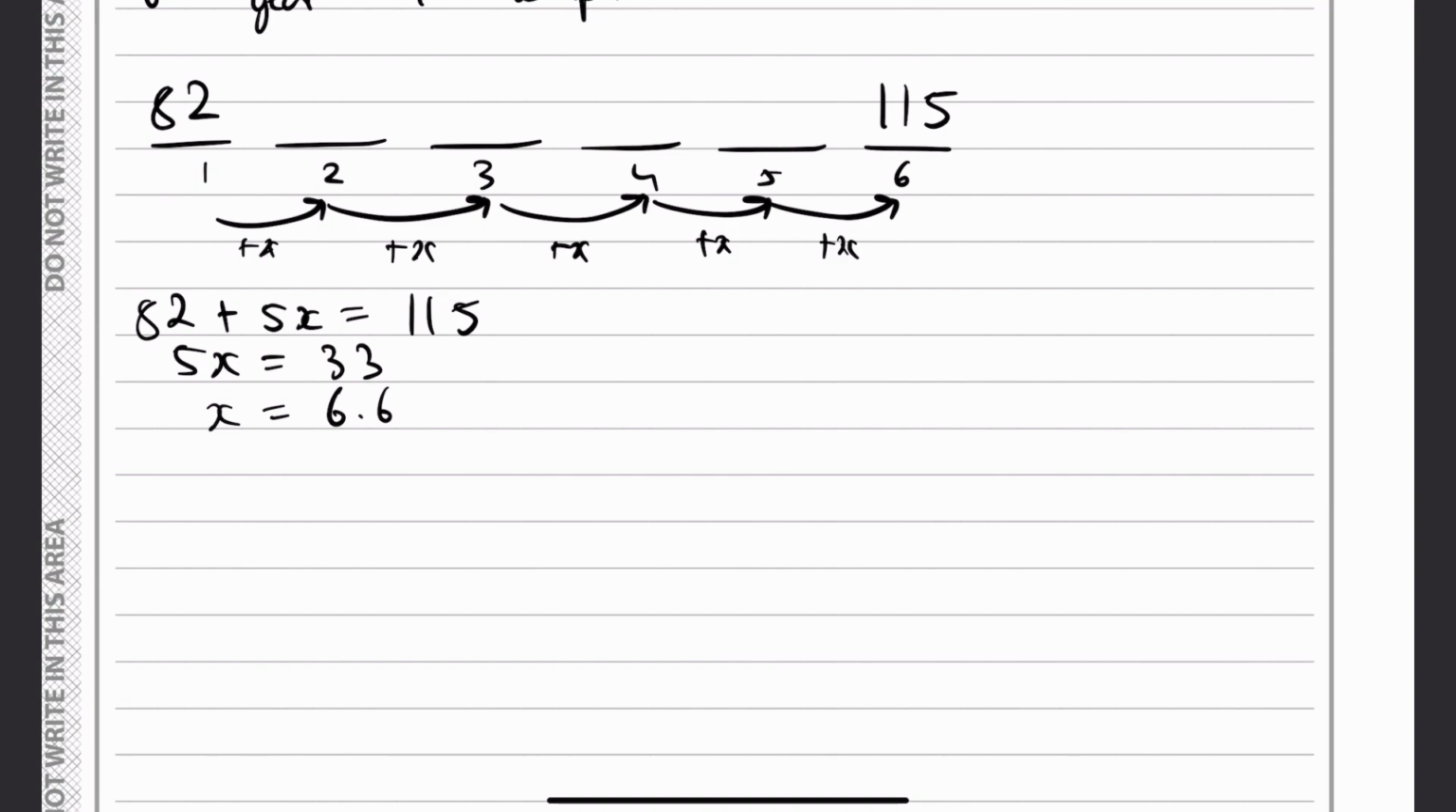So answer plus 6.6. So the second gear is going to be 88.6. Third gear is going to be 95.2, which is what we're trying to work out. But I'll just put all the other ones in case we need them later. 108.4, and then the final one is 115.